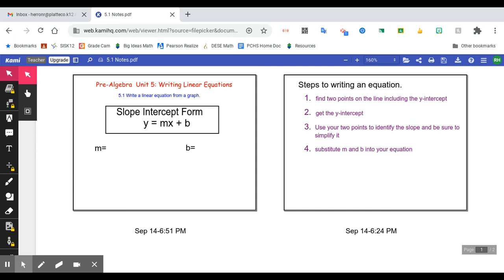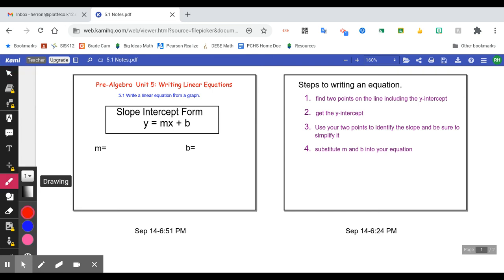To get started, though, for 5.1, we're going to do a little bit of a review and actually go back to graphing. So just review your skills, make sure you remember what these are all about and what we're looking for before we move on. So let's go back and talk about a couple of things here.